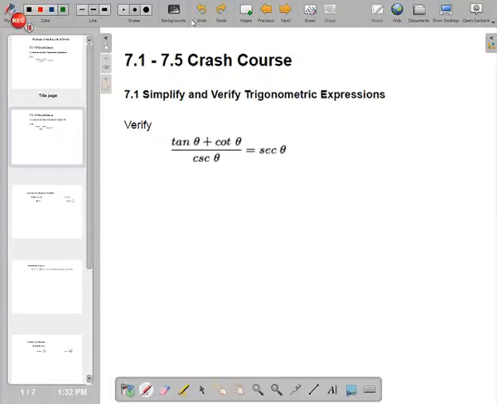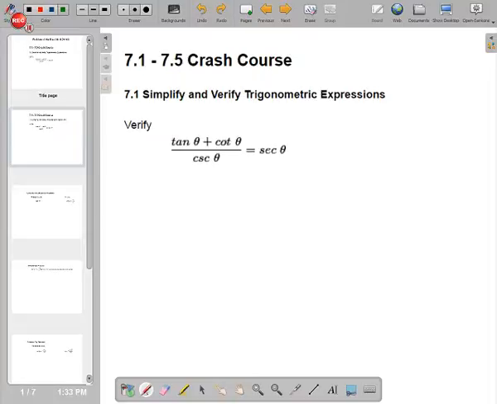When you're doing verify problems, you want to think of which side looks more complicated. I'd say this side looks more complicated than the secant. The reason you pick the more complicated side is it gives you more things to try. Especially when you get stuck, it's nice to be able to try different things.